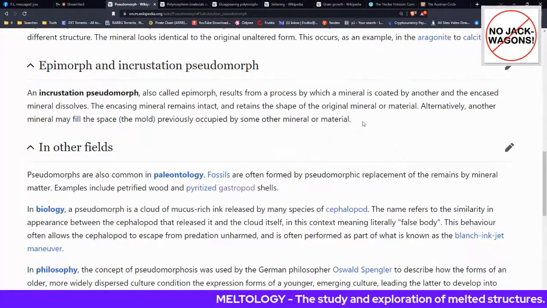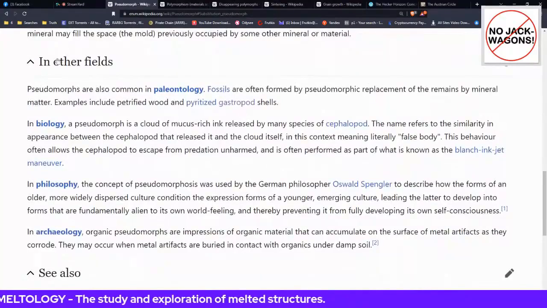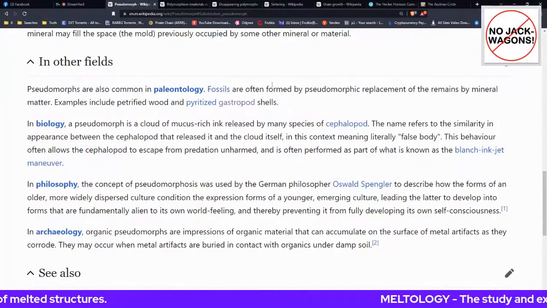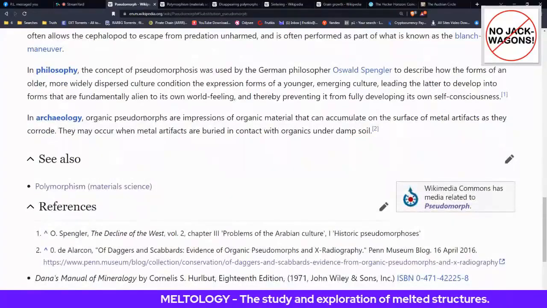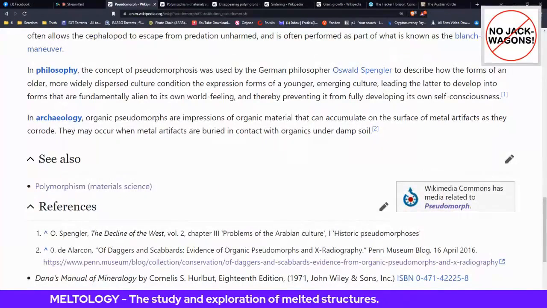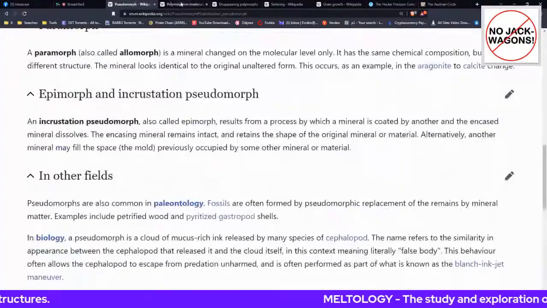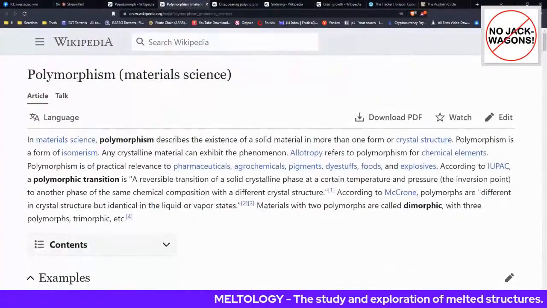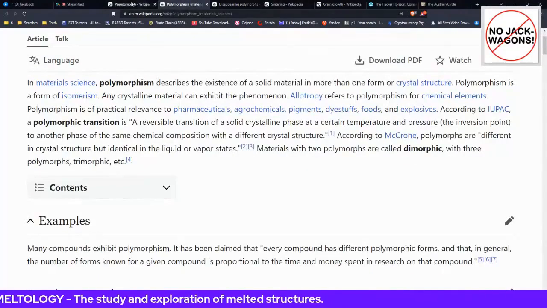Exactly, that's how you get all your crystal formations. And they talk about how they use this in other fields like paleontology, biology, philosophy, and archaeology. Pseudomorphs accumulate on the surface of metals and change like the metal. But this is just the introduction of pseudomorph, because the most interesting is the polymorphs. They call it polymorph in science because there's pseudomorph and polymorph.